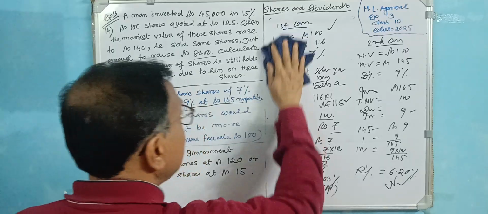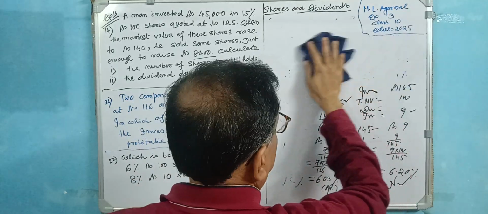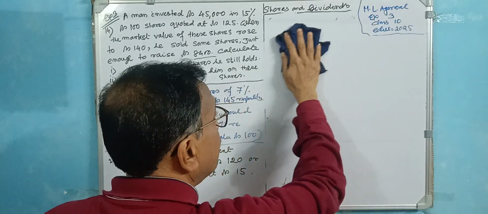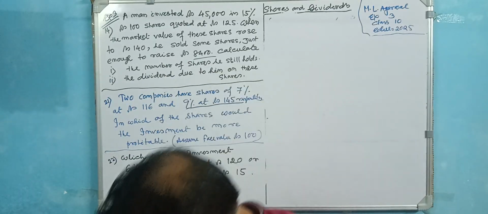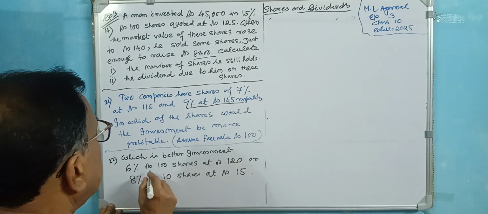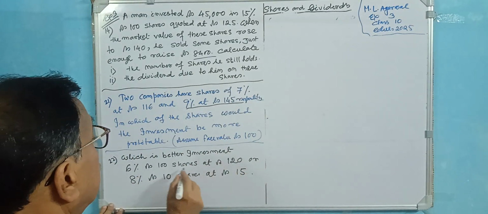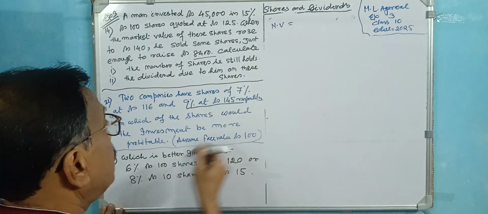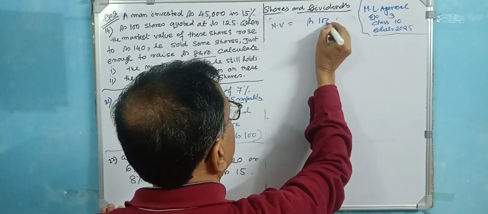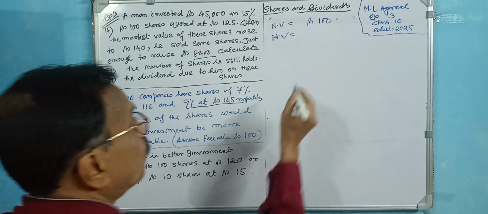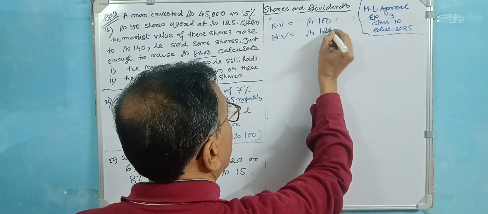Now the same thing, but a certain twist is there. That is why I am showing that a certain twist is there here. Which is better investment? 6%. So nominal value rupees 100, no problem. Market value, say rupees 120, no problem.